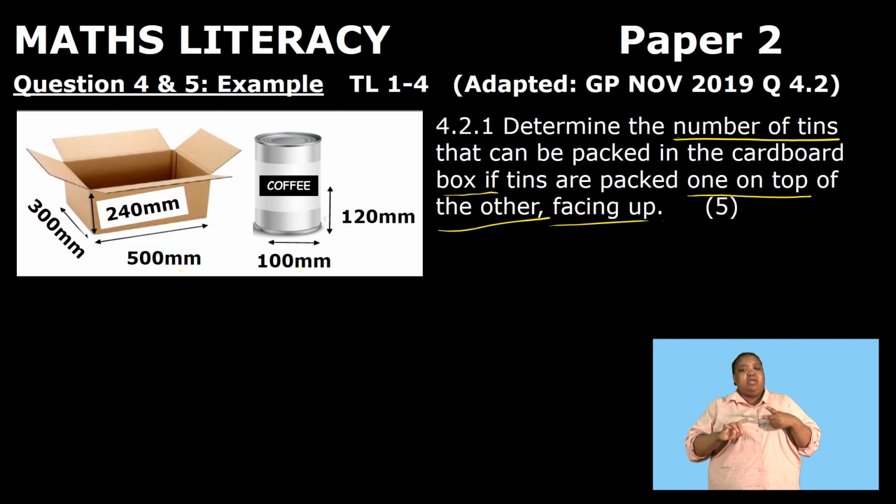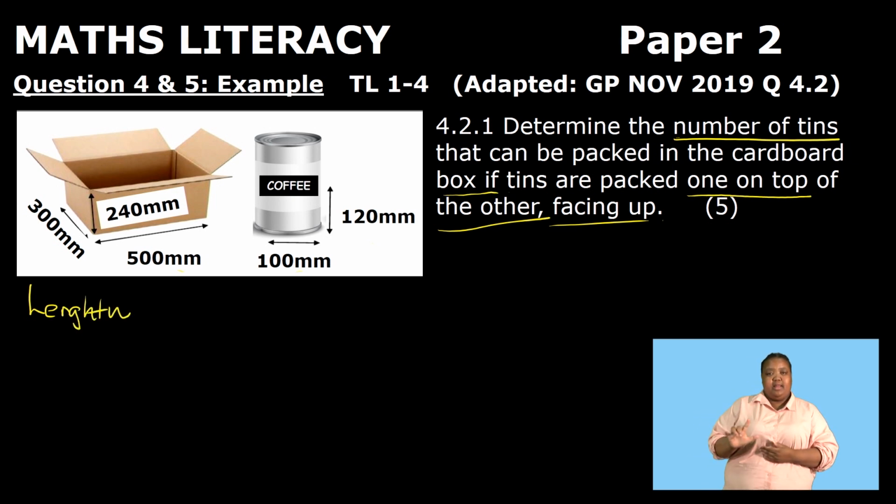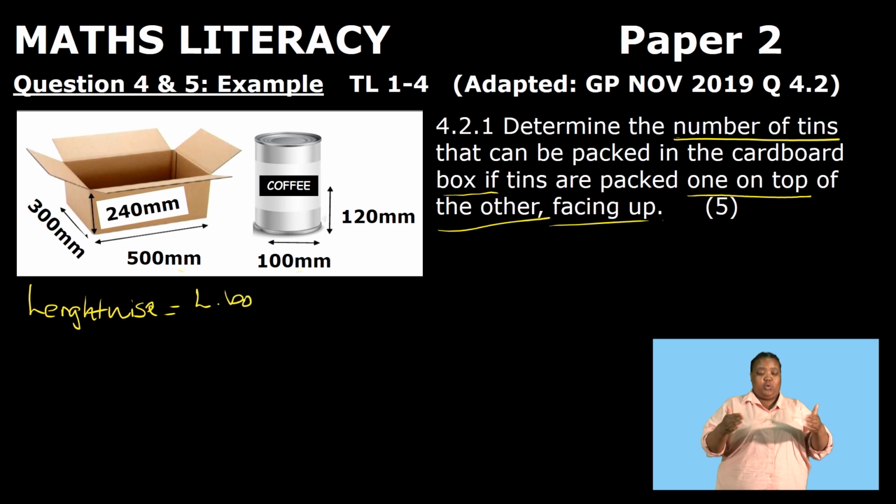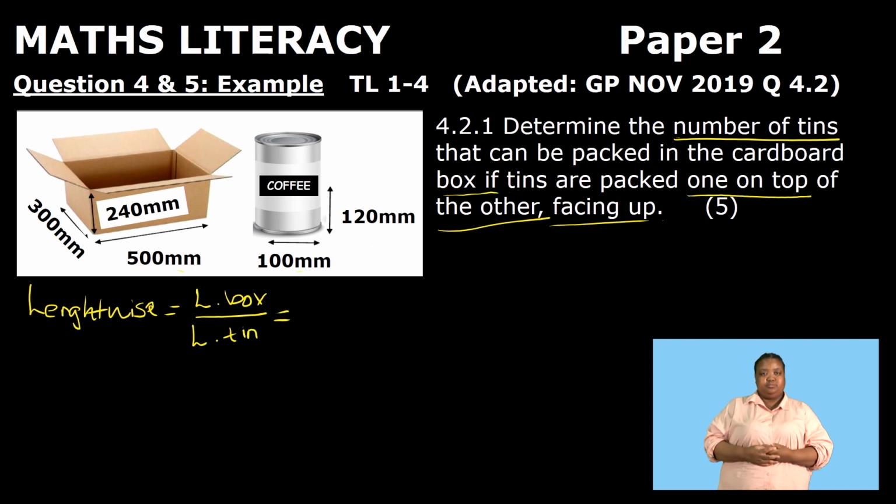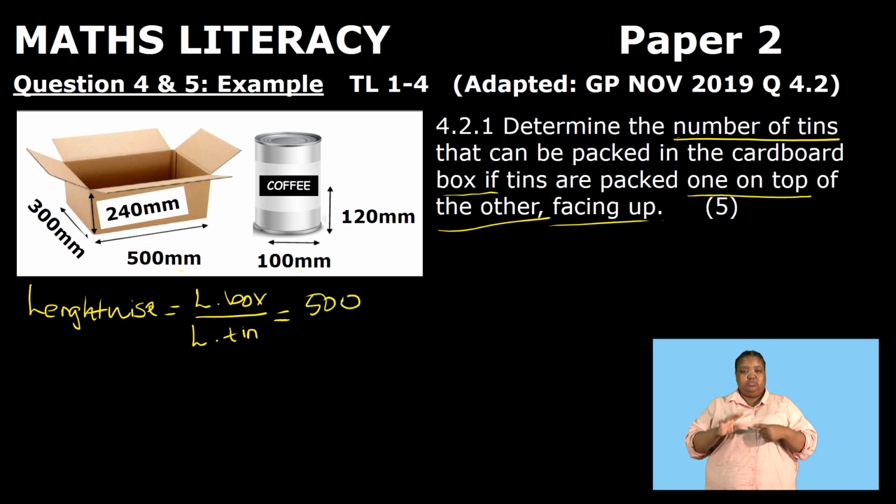Firstly, we are going to start with length. So we are going to say length wise. We are going to have the length of a box being divided by the length of a tin. So now having those two dimensions, the length of a box would be 500 millimeters divided by the length of a tin, which is 100 millimeters.